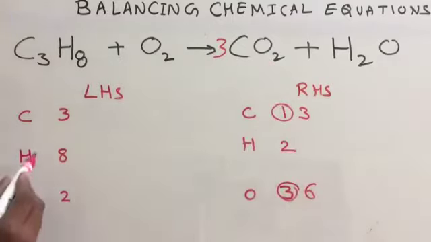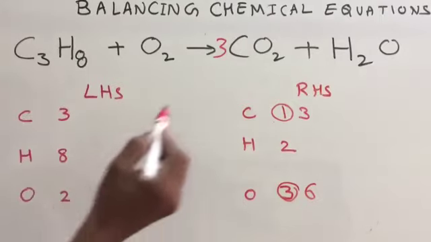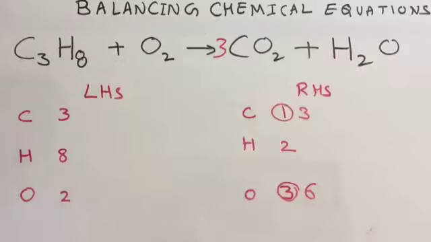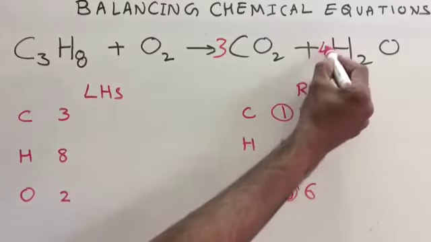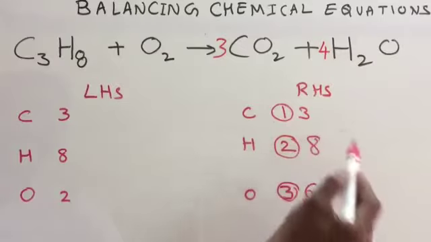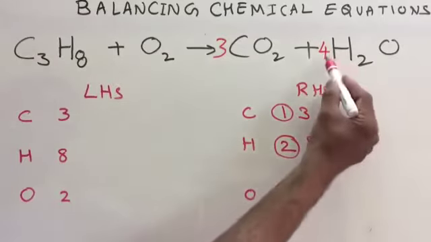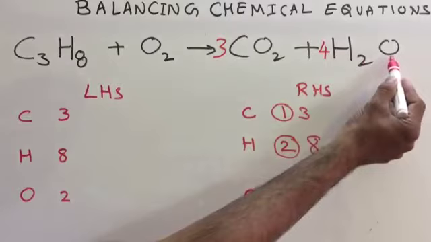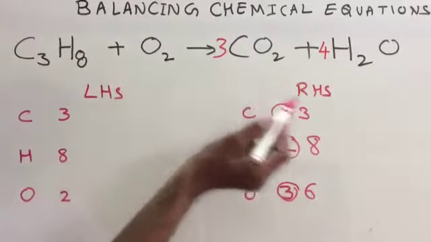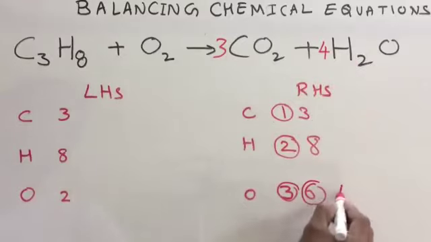Now check for hydrogen. On LHS you have 8 hydrogen, on RHS you have only 2 hydrogen. How to make these 2 hydrogen into 8? Multiply this with 4. 4 2s are 8. That means the new hydrogen is 8 now. But at the same time, the number of oxygen changed to 4. That means already you have 6 here and then 4. That means total 10. Now compare.